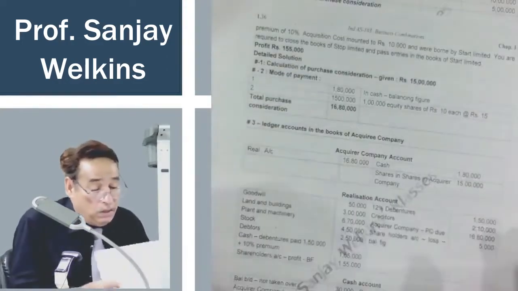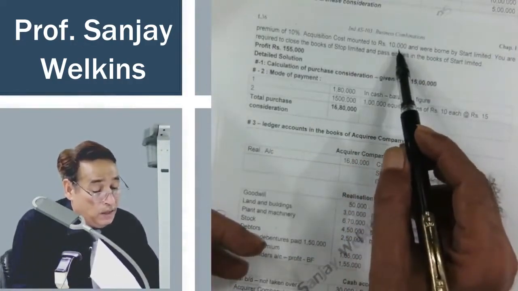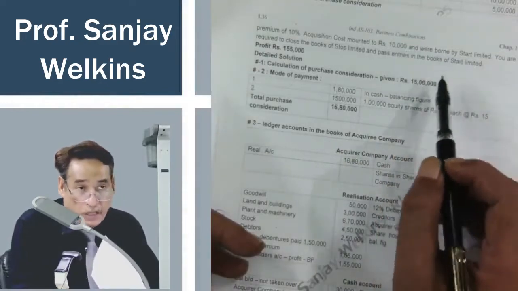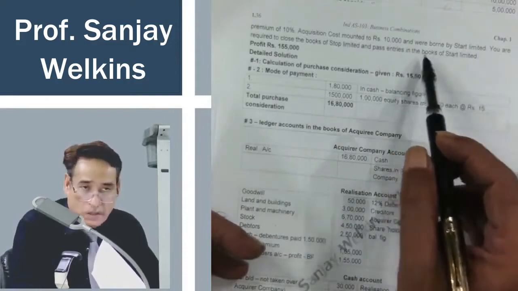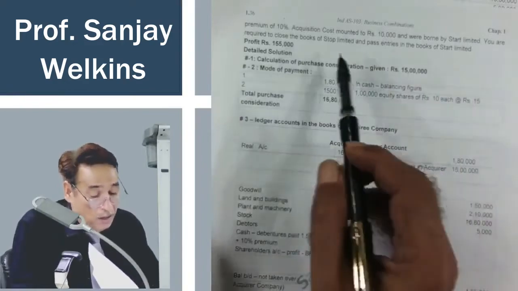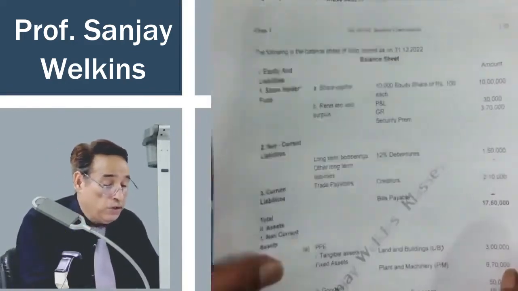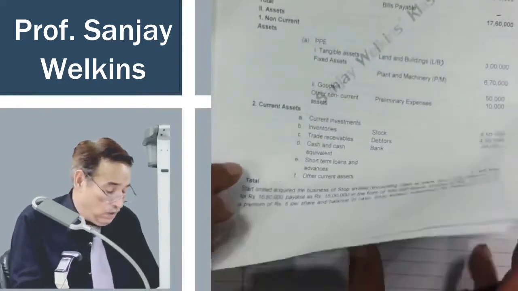that expenses were there. Acquisition cost amounted to 10,000 and borne by Start Limited. So Start Limited, which is the purchasing unit, is bearing these expenses, correct? And nothing else is given. So now we are in a position to do this particular question, correct?